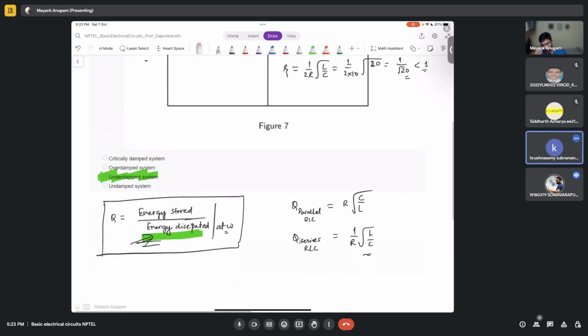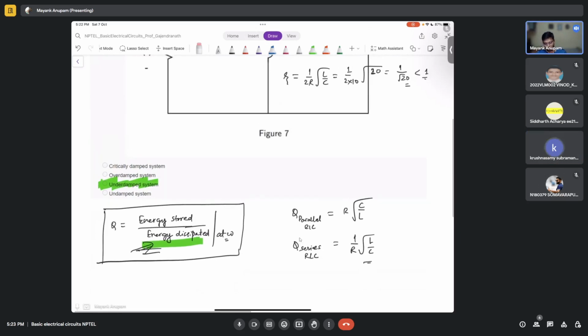Please understand that the derivation of quality factor in terms of this particular definition is out of the scope of this course. It will definitely be taught to you when you do higher level RF courses, such as RF microelectronics. If you do such courses, you will definitely learn this.